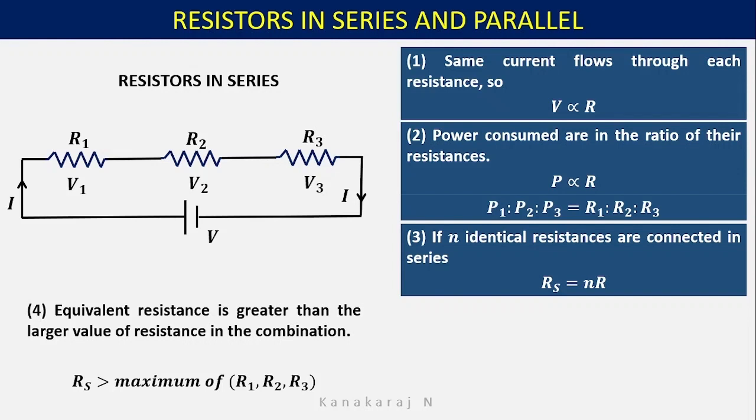There are three resistances, 2 ohms, 3 ohms and 4 ohms. All these three resistances are connected in series, then the effective resistance will be greater than the highest value, that is 4 ohms.